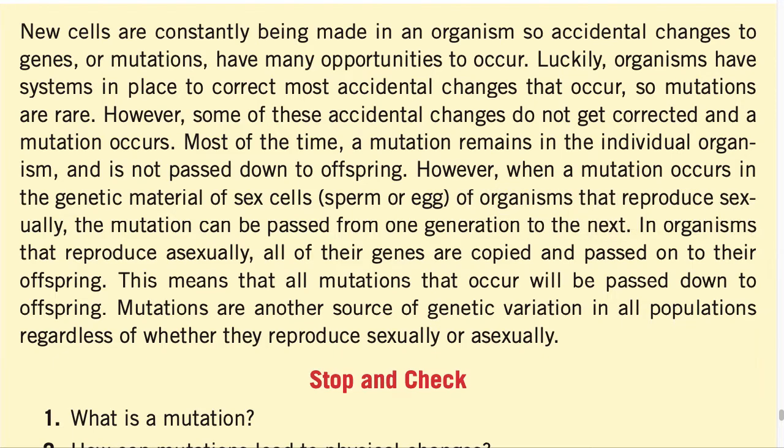Most of the time, a mutation remains in the individual organism and is not passed down to offspring. However, when a mutation occurs in the genetic material of sex cells, sperm or egg, of organisms that reproduce sexually, the mutation can be passed from one generation to the next. In organisms that reproduce asexually, all of their genes are copied and passed on to their offspring. This means that all mutations that occur will be passed down to offspring. Mutations are another source of genetic variation in all populations, regardless of whether they reproduce sexually or asexually.